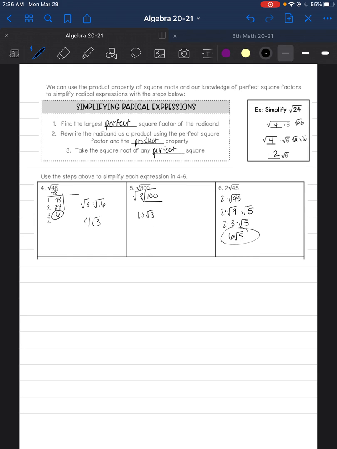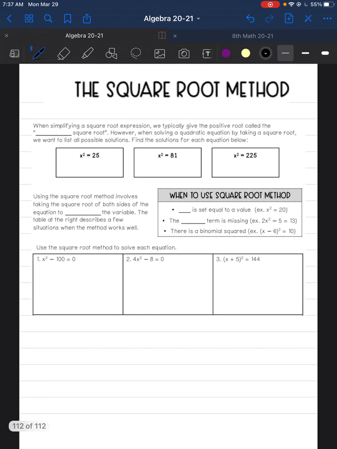So that is simplifying radical expressions. And the first part of your exit tickets will be covering this. But let's go ahead and talk about the square root method. The square root method is another way to solve quadratic equations.